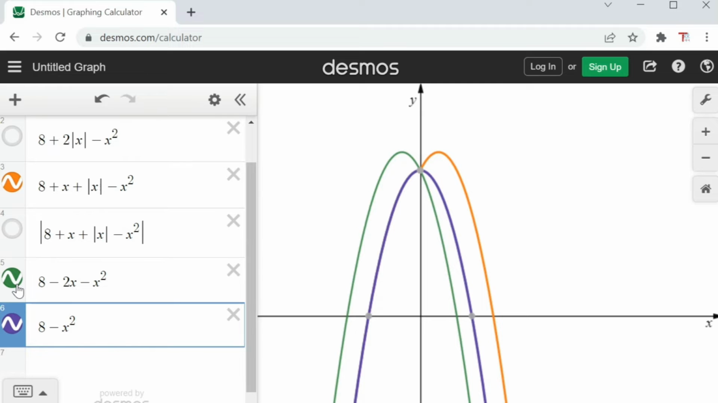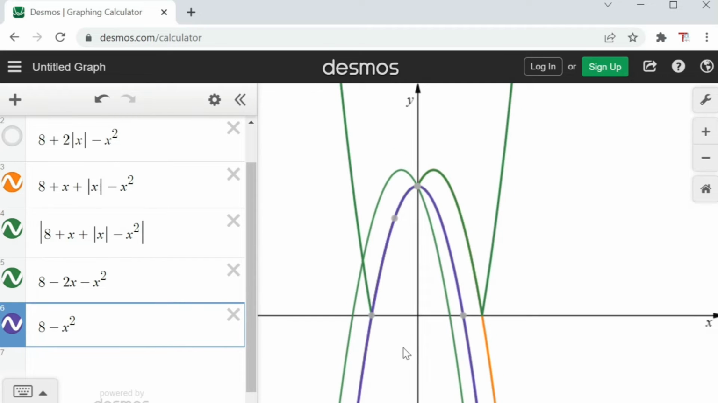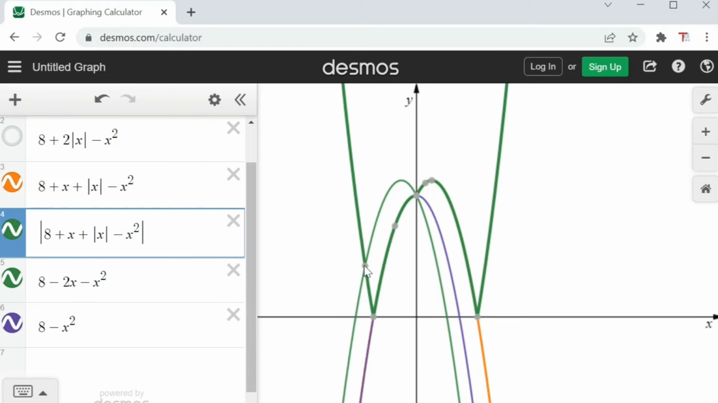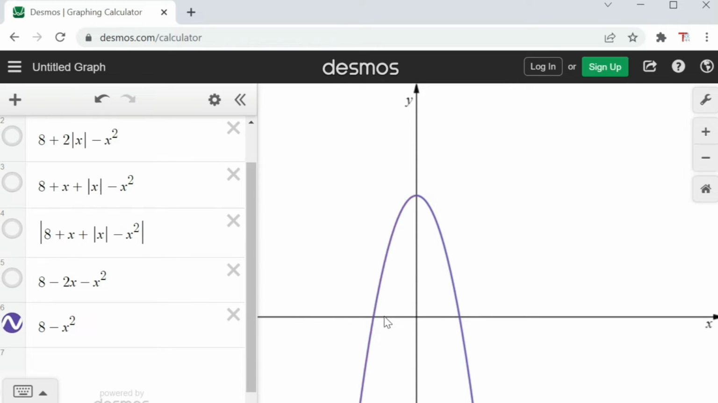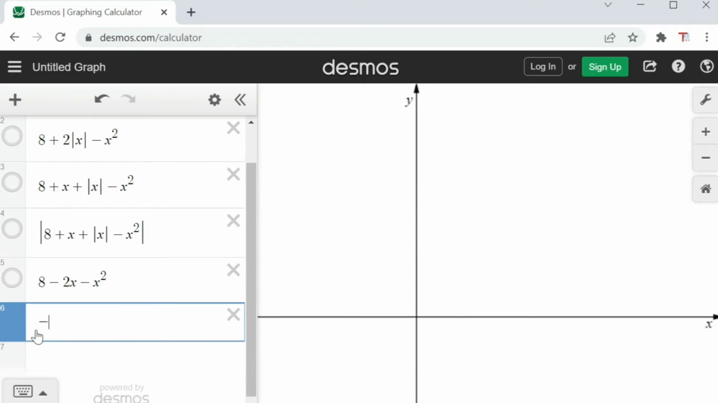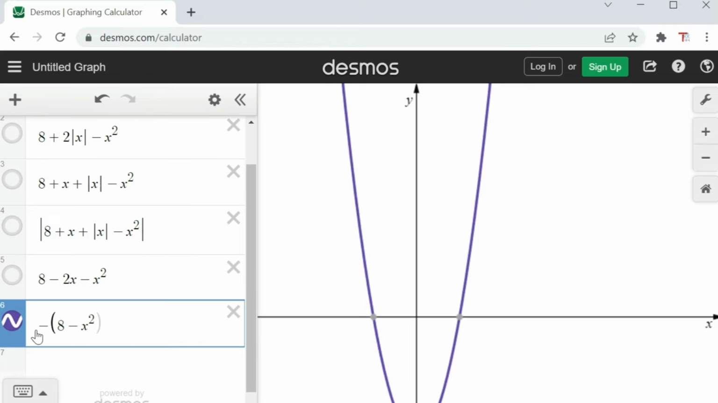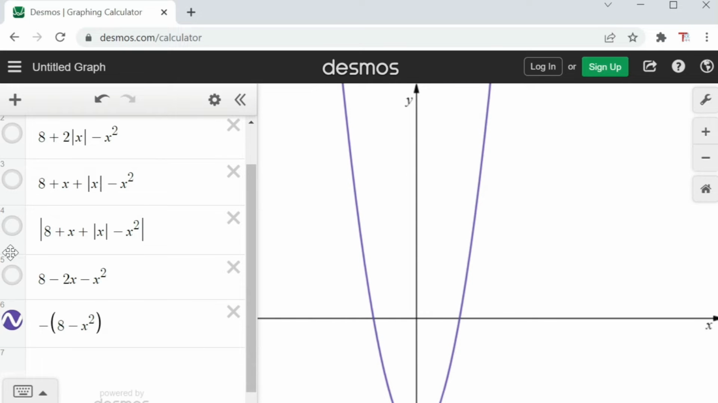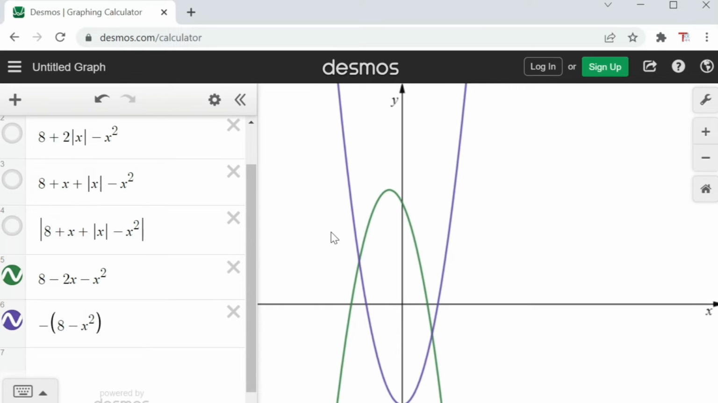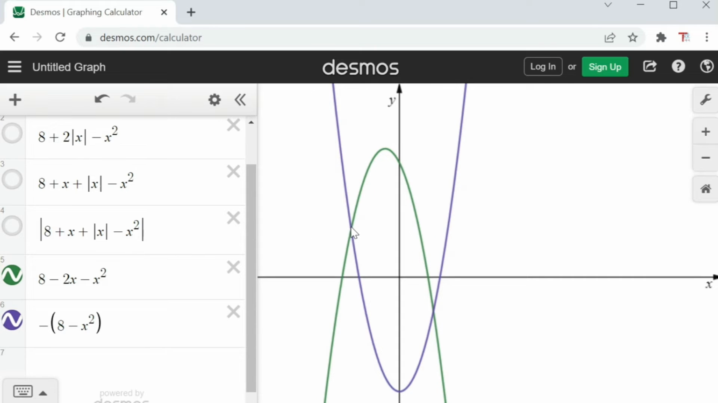Now let's go back to this graph here. And let's mod it. Well, how could I find out the intersection point over here? Well, if I flip the graph over here by using a negative, and then if I draw this graph, you can see then how we find those intersection points. Because remember the effect of modding.